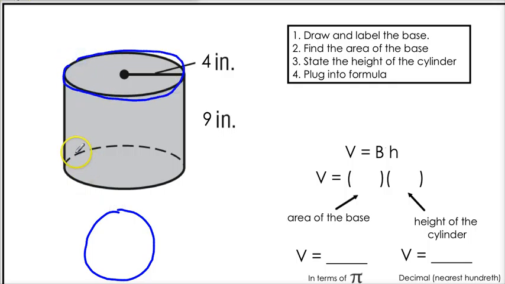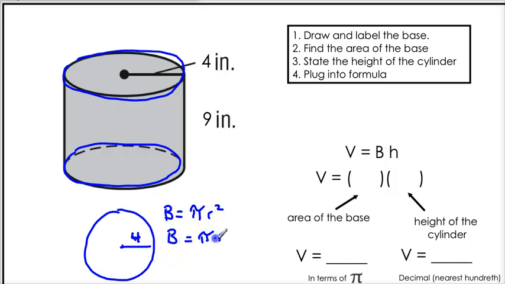These are our bases. So I have a circular base, and I have a radius of 4. Now from here, what we're going to do is put in the base, which means the area. So to find the area of this circle, it's pi r squared, right? Since it's a circle. So our base is going to be equal to pi times 4 squared. And so 4 squared is 16.